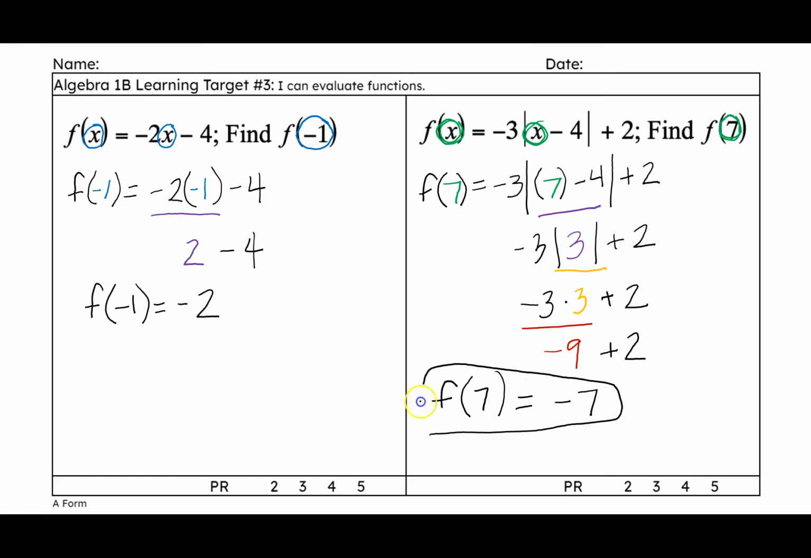So this is the correct notation for function notation. You're showing your input value and your output value into the function machine for both of these.